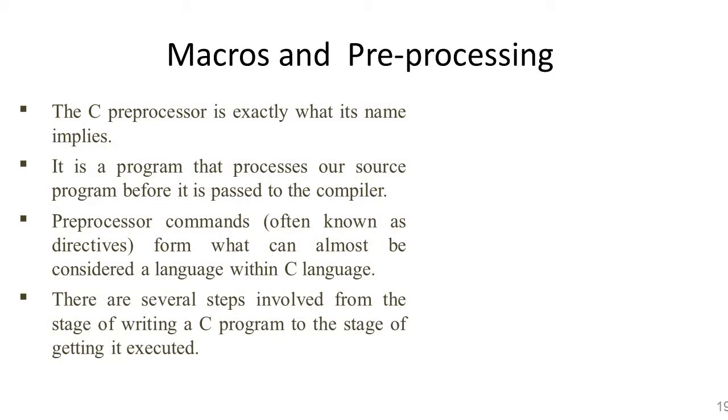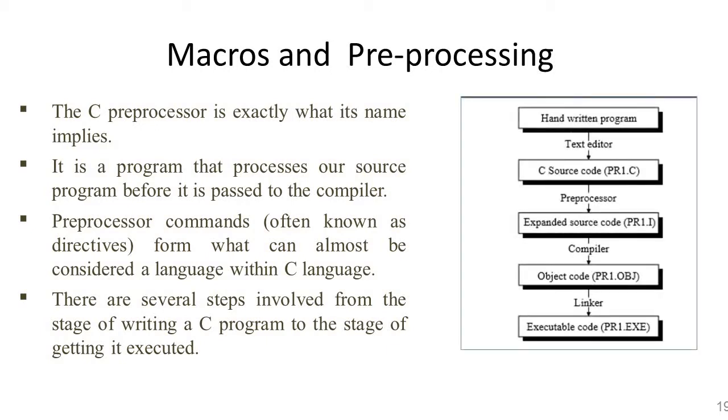Okay, so there are various steps involved from the stage of writing a C program to the stage of getting it executed. Over here you can see this is your source program. After that, the preprocessor converts it into expanded source code. After that, the compiler compiles the code and generates object code. Then the linker performs its task of linking with other library functions and whatever else is included in the program. After that, executable code is generated. So these are all the stages involved in executing C programs.